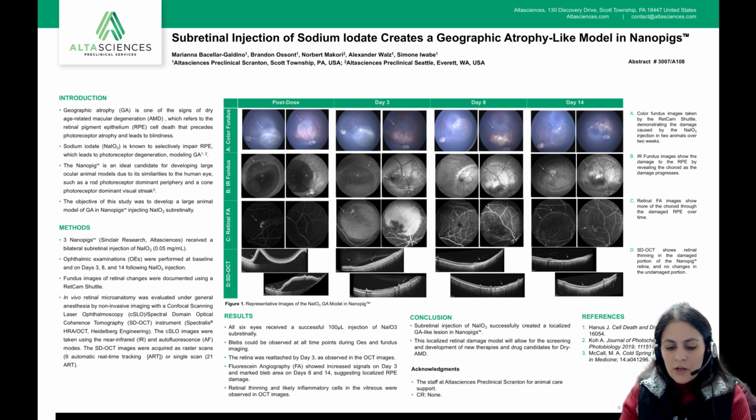So we used 3 nanopigs from Sinclair Research Altasciences. They received bilateral subretinal injection of 100 microliters in the eye, and they were followed up by doing ophthalmic examinations, color fundus pictures, IR fundus pictures, OCT, and fluorescein angiography, FA.